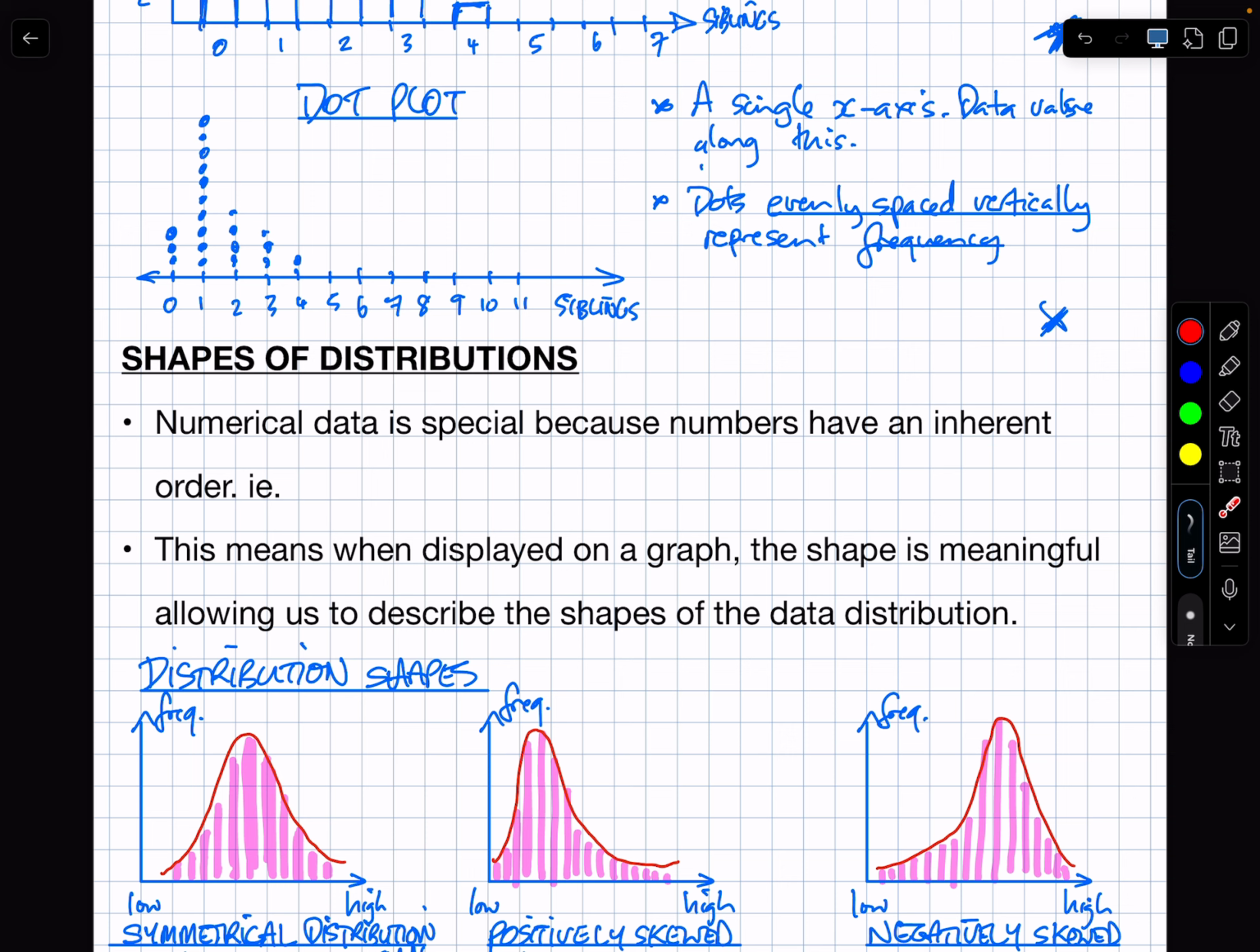So numerical data is special because numbers have an inherent order. E.g., 0 is less than 1, less than 2, etc.